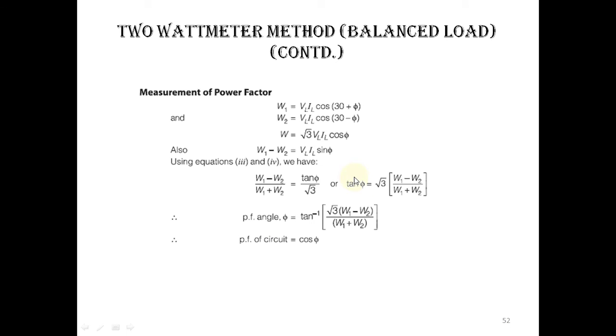Now we can measure the power factor too. We have W1, W2, and W is this one. So what will W1 minus W2 be? You will get it in terms of sin phi. So you have sin phi, you have cos phi, so the division is tan phi. If you know tan phi, then you can easily determine cos phi. Phi equals tan inverse of this, and cos phi will be cos of tan inverse of this.